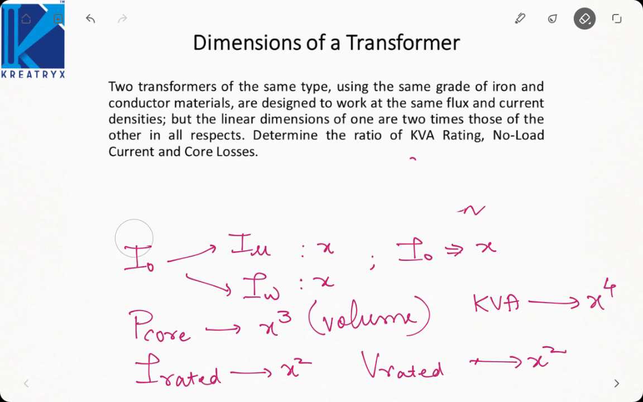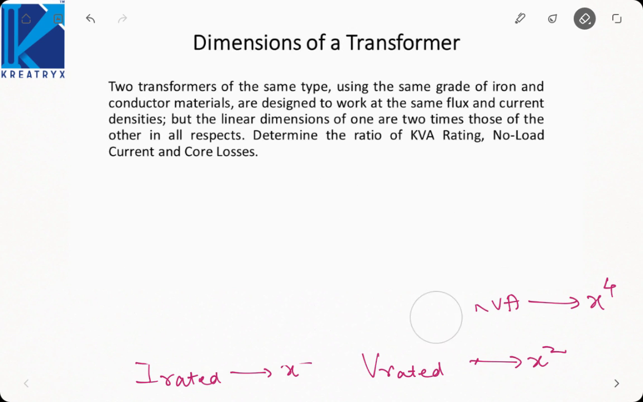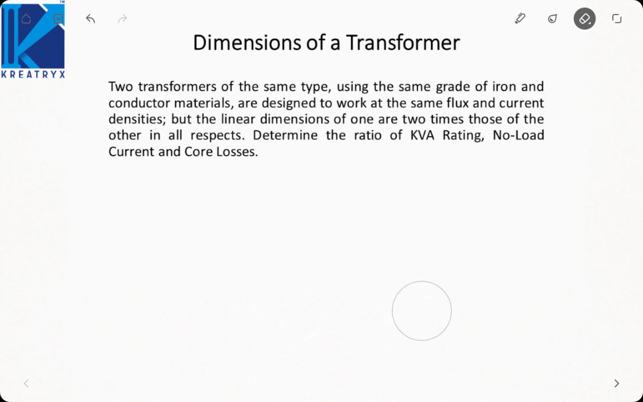Now let us take a look at the problem that is given. Two transformers of the same type using the same grade of iron and conductor are designed to work at the same flux and current density. Okay, that is what I was telling you. But the linear dimensions of one are twice that of the other. Determine the ratio of kVA rating, no load current and the core losses.